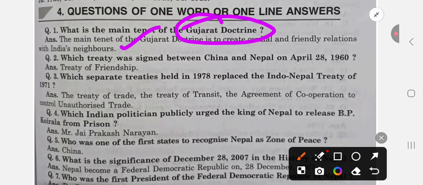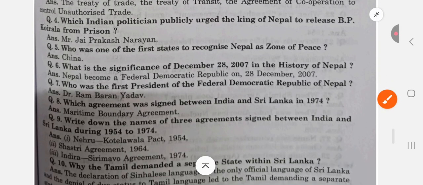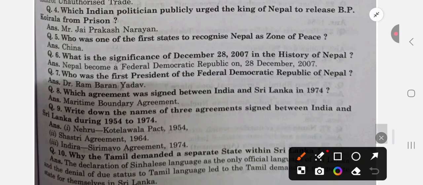Which treaty was signed between China and Nepal on April 28, 1960? It was the Treaty of Friendship. Which separate treaties held in 1978 replaced the Indo-Nepal Treaty of 1971? The Treaty of Trade, the Treaty of Transit, and the Agreement of Cooperation to Control Unauthorized Trade. Which Indian political leader publicly urged the King of Nepal to release B. P. Koirala from prison? Mr. Jayaprakash Narayan. Who was one of the first states to recognize Nepal as a zone of peace? China.